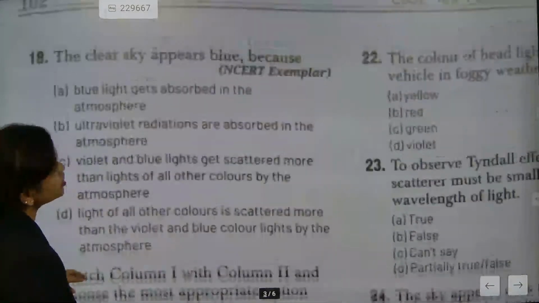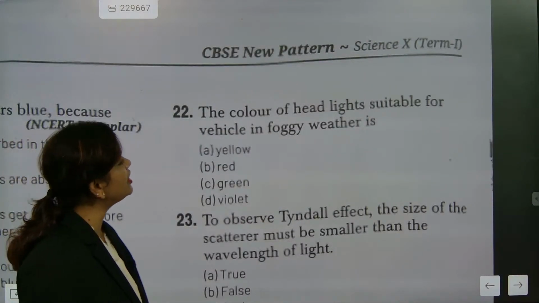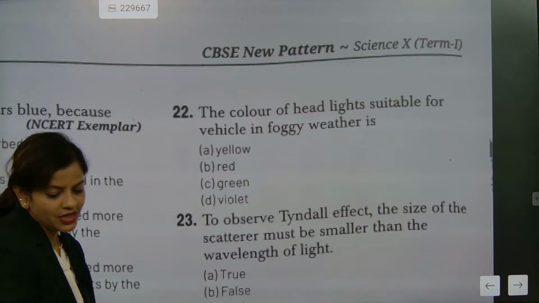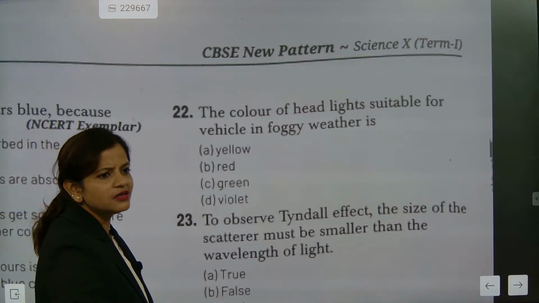Now I'll go for the next question. Your time starts now. The color of headlight suitable for vehicles in foggy weather is? What should be the color? Foggy weather. Why not red?